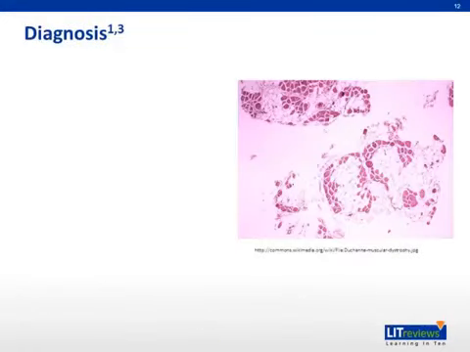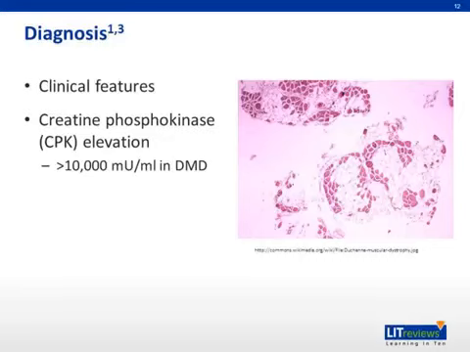Diagnosis is commonly suspected by the development of clinical features in a male. The first test is usually a serum creatine phosphokinase, CPK, which can be markedly elevated to greater than 100,000 milliunits per microliter in Duchenne patients. Diagnosis can be confirmed with genetic testing.